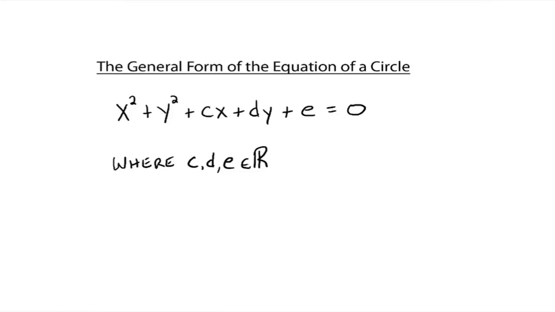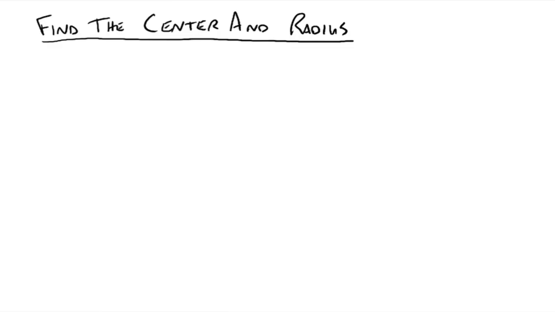Alright, so let's see. Here are the directions. Find the center and the radius of our first example, x squared plus y squared plus 8x minus 6y plus 16 equals 0. Now the goal is to take this and write it in standard form, x minus h squared plus y minus k squared equals r squared. Alright, so that's the goal. And how we do that is an old technique called completing the square.